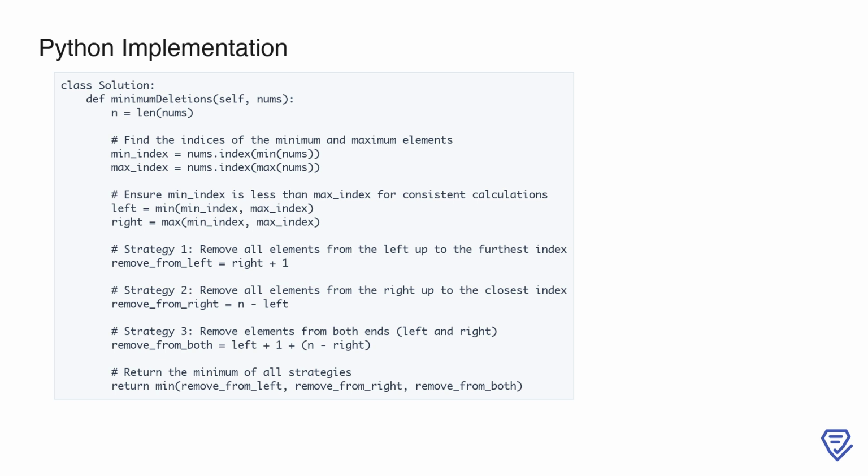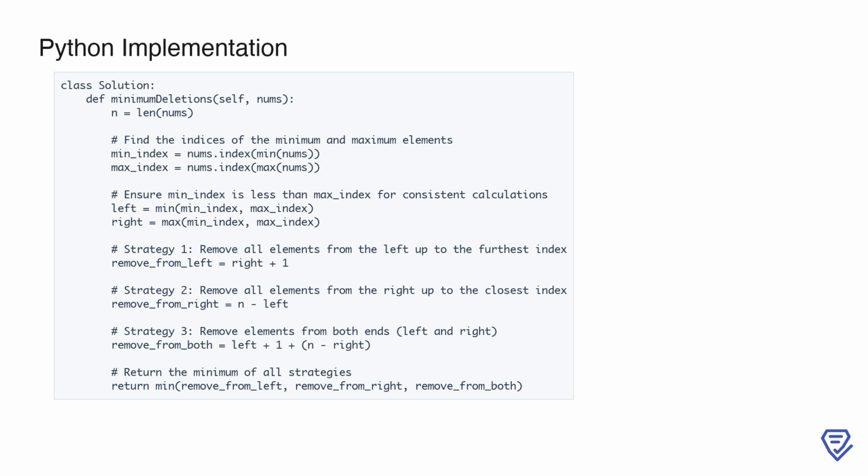We first calculate the indices of the smallest, minimum, and largest, maximum, elements in the array using the min and max functions. These indices will help us determine which removal strategy is optimal. 3. Sorting indices for consistency. To simplify calculations, we ensure min_index and max_index are sorted such that left is the smaller index and right is the larger index. This allows us to evaluate removal strategies in a consistent manner.